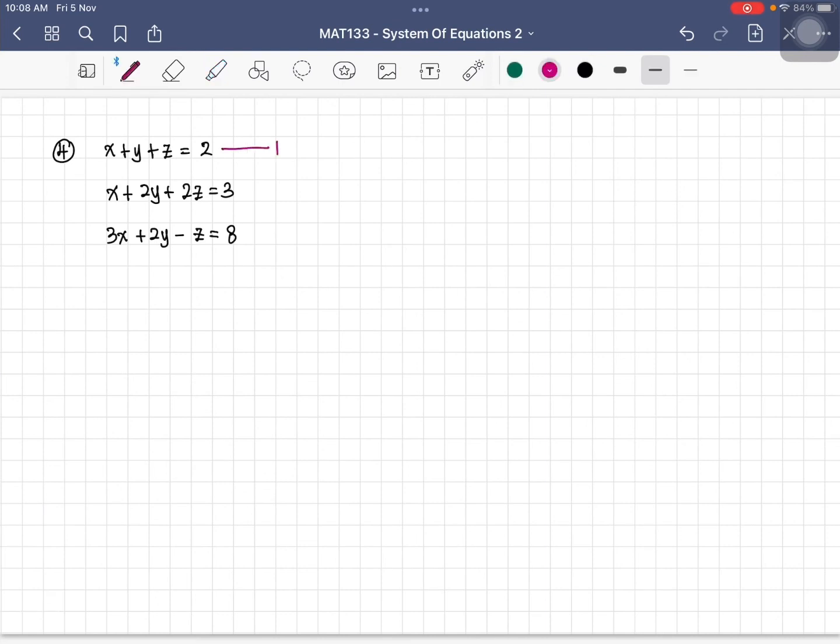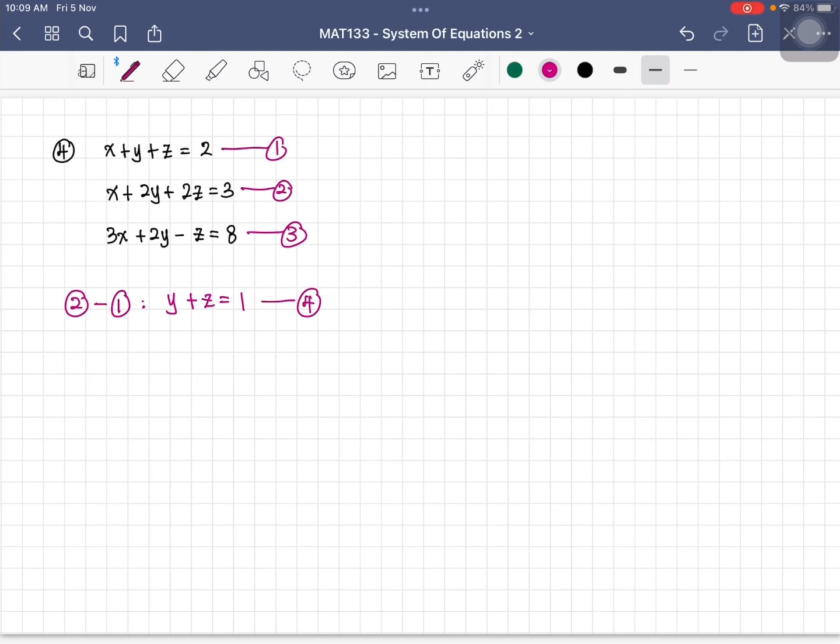If we have this one as the first equation, this one as the second equation, this one as the third equation, and we want to eliminate one of the variables, suppose I choose to eliminate x. Then I have equation 2 minus 1. Therefore, 2y minus y gives me y, 2z minus z gives me z, and 3 minus 2 gives me 1. Therefore, I obtain the fourth equation.